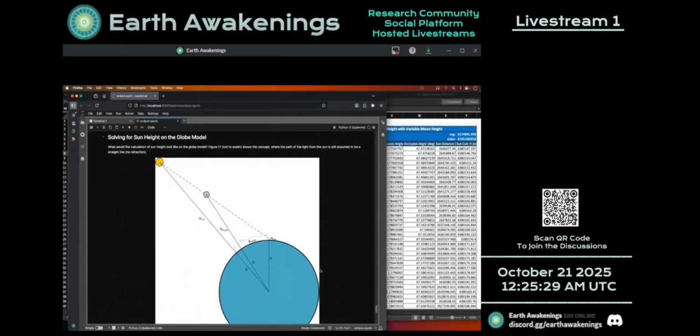And then lastly, you might be wondering how you could solve this same process on the globe. And it's very similar, but you have different triangles. And then in this case, you're actually accounting for the Earth curvature.